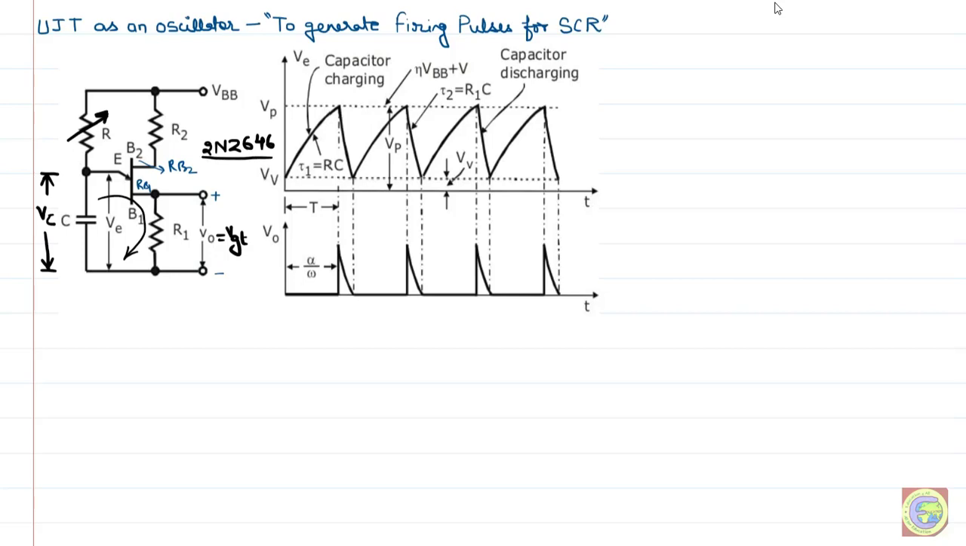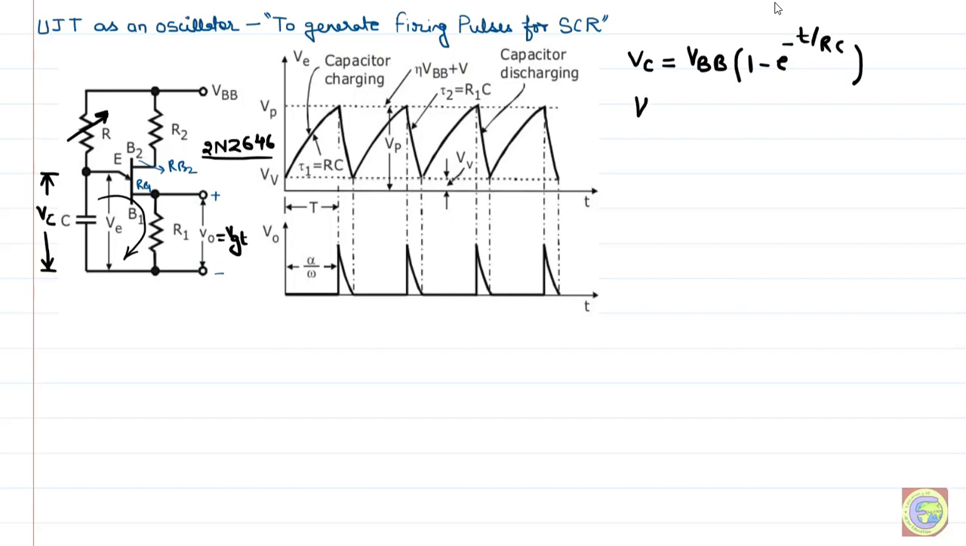Based upon this you can decide what should be the value of VBB, what should be the leakage current, what is the amount of VP, what is the amount of VV, and what value of R and C we will take whenever we are going to design these firing pulses. So these spikes of very short interval are required to be applied to our gate circuit. The various parameters used will be, first of all, the capacitor voltage, of course charging through R.